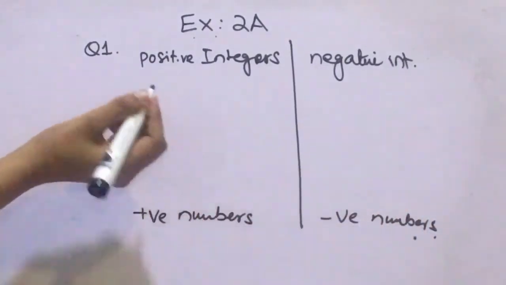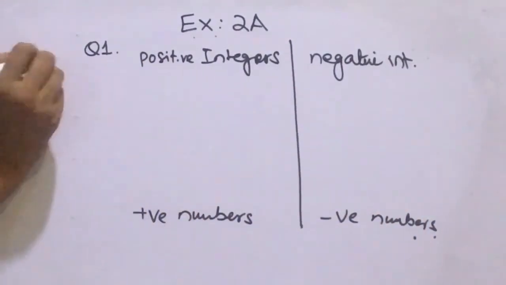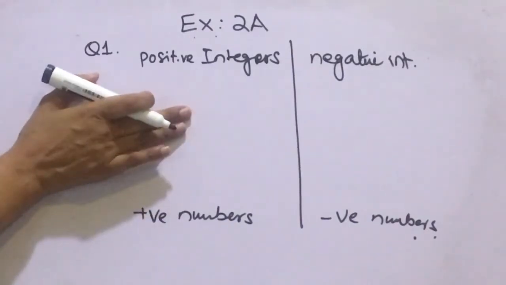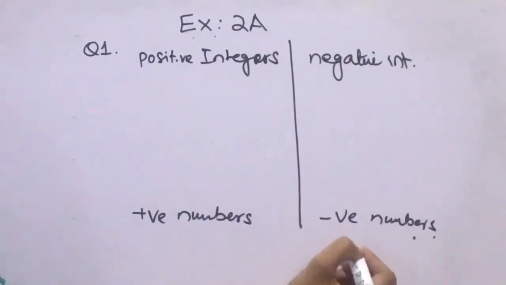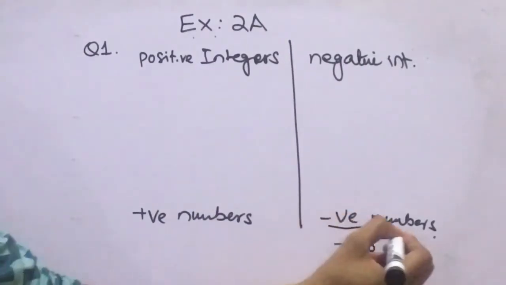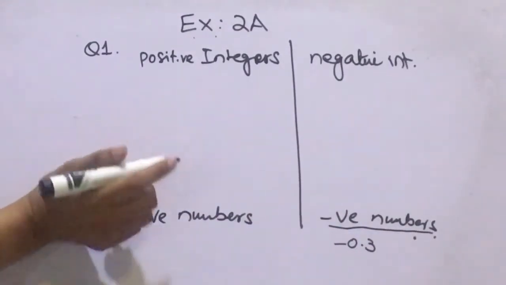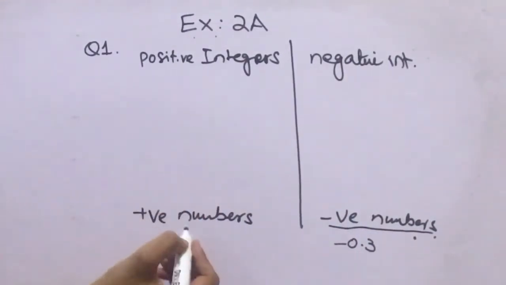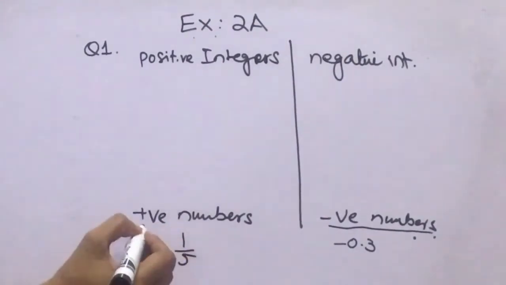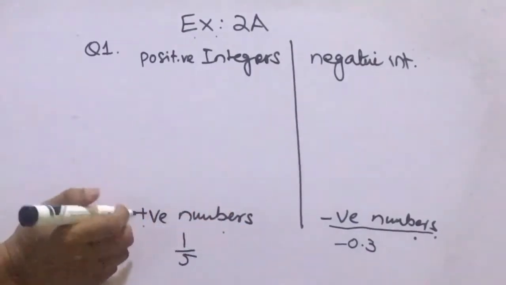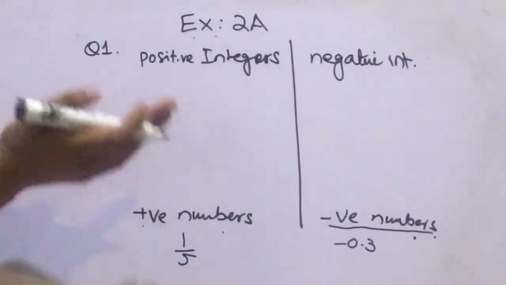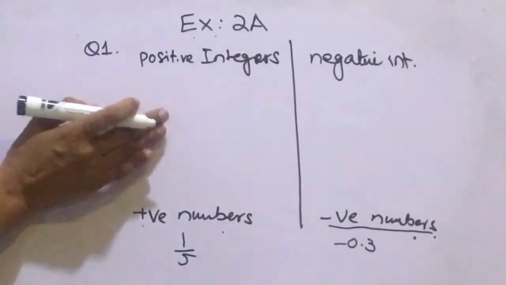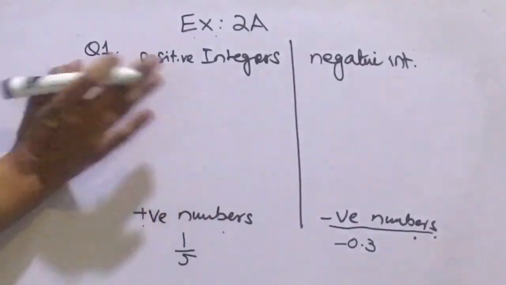So the first number is -0.3. It's a decimal and a negative one, so it will lie in this category, negative numbers. Next is 1/5. It's a fraction, not an integer, so it will lie under the head of positive numbers. Now next is 0. 0 is not a positive integer or number, and not a negative integer or number. So it will not be considered in these lists.